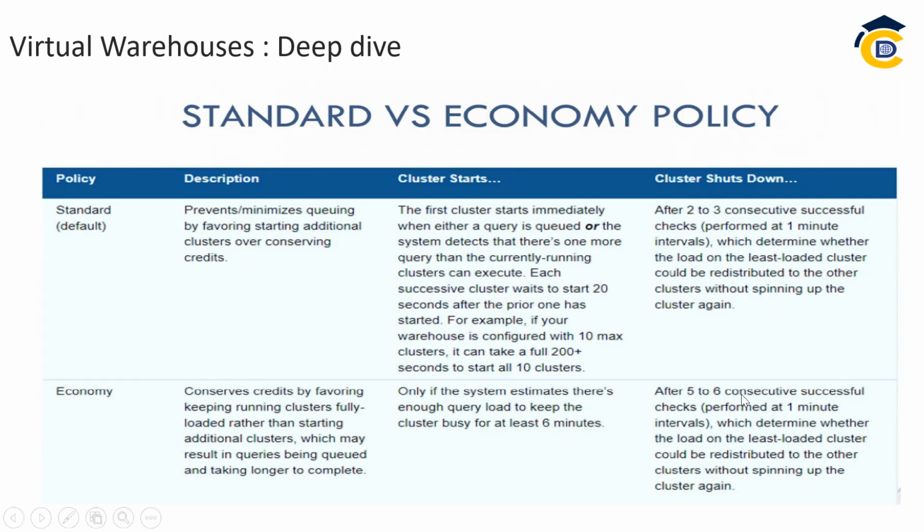Only the frequency of checking is more as compared to standard. In standard, it is 2 to 3 times. In economy, it is 5 to 6 times. Otherwise, the rule is exactly the same. So there is nothing more to understand in this case. The only thing is that the frequency of checking is more.